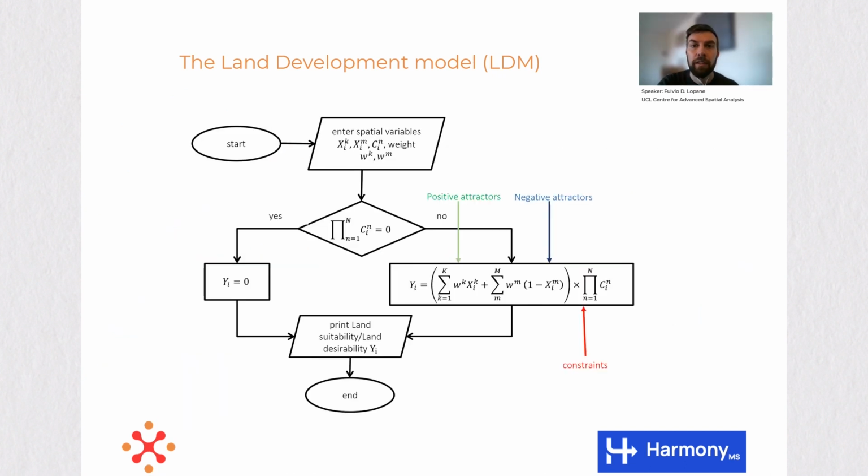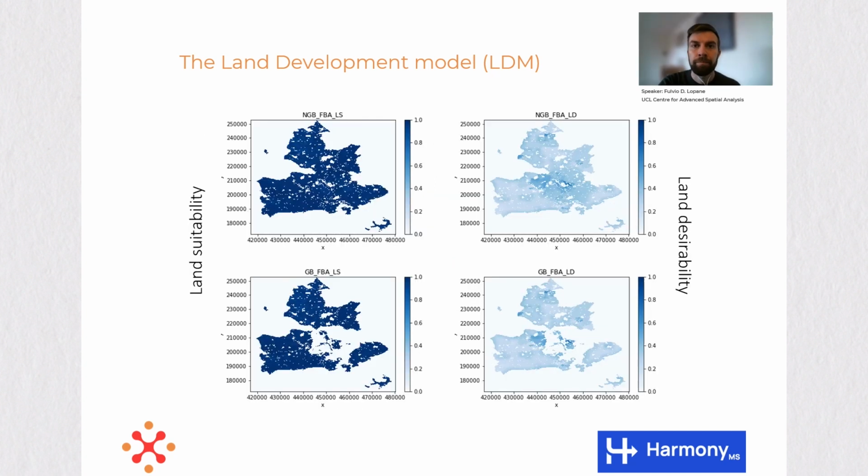Here we have a high-level workflow of the model, and the important thing to remember here is that we have positive attractors, negative attractors, and constraints all combined together into a single equation to provide the final results. The user can set up different scenarios using this model, switching on and off different layers, combining them with different weights according to their modeling needs.